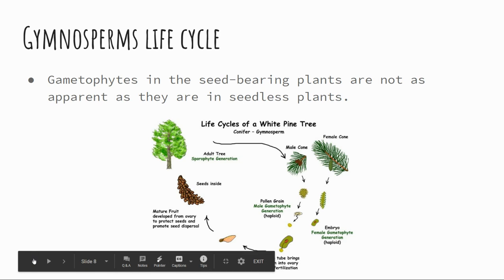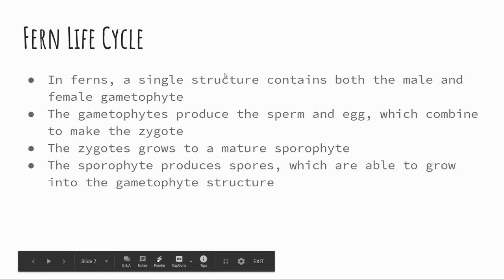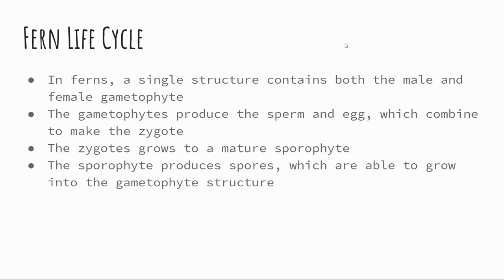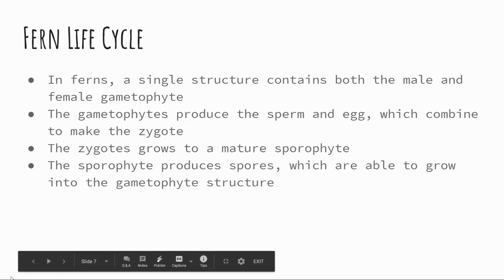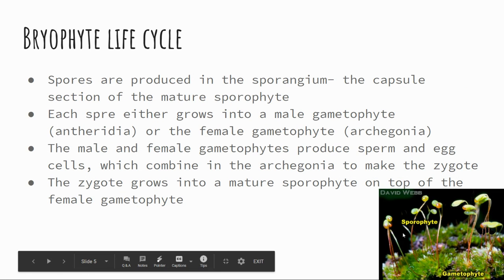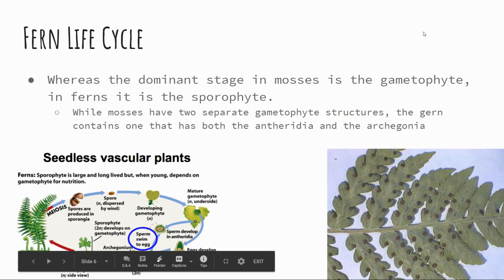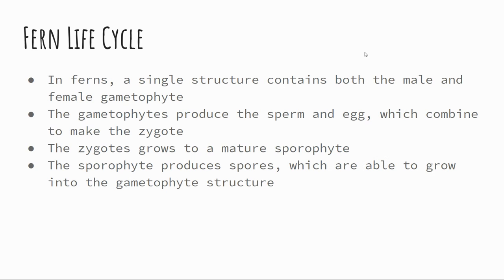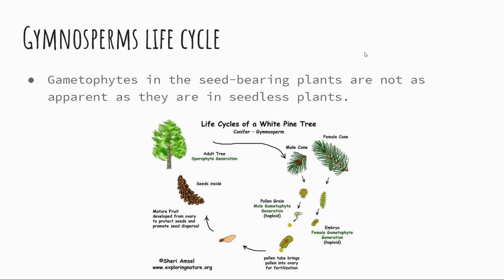So let's go back for just a minute. There's a lot of similarities between the fern life cycle and the bryophyte life cycle. The big difference being that a single structure contains both male and female gametophytes in ferns, whereas in bryophytes, if we go back and remind ourselves, you have two different structures, whereas in ferns you have one structure. So not as much travel has to occur for sexual reproduction to happen, but once fertilization happens and a zygote is produced, the process is very similar to that of bryophytes.